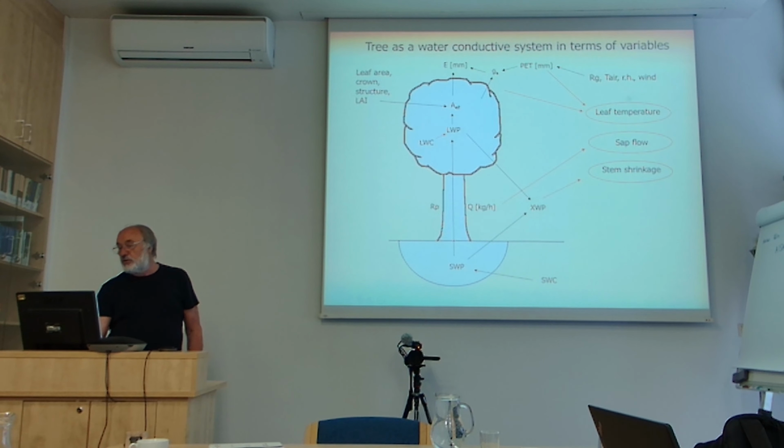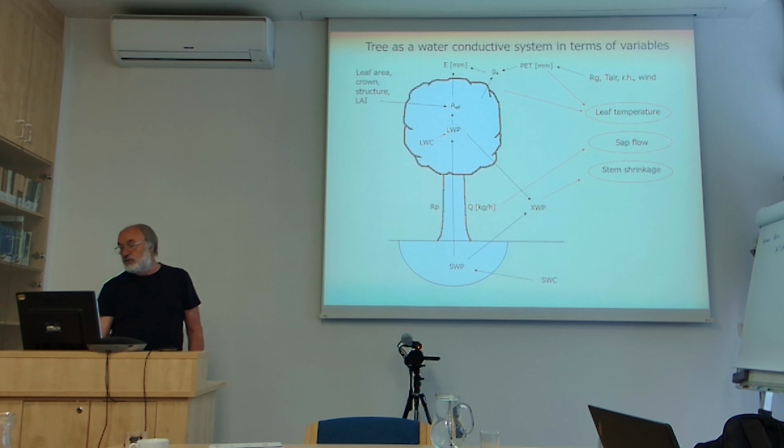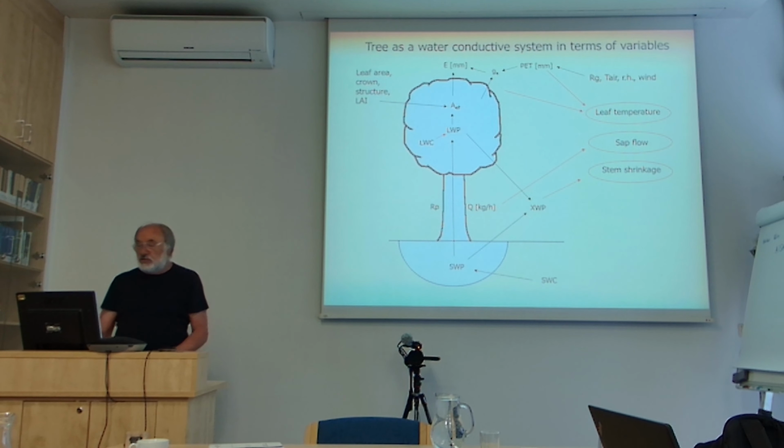Of course, we can measure the leaf temperature, which is related to the difference between the potential evapotranspiration and transpiration. We can measure the sap flow, which is now relatively easy. We can measure the stem shrinkage, because this is directly related to the xylem water potential, which is something between the soil and leaf water potential.